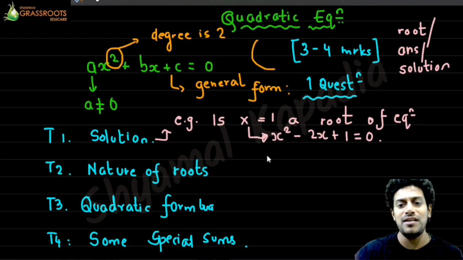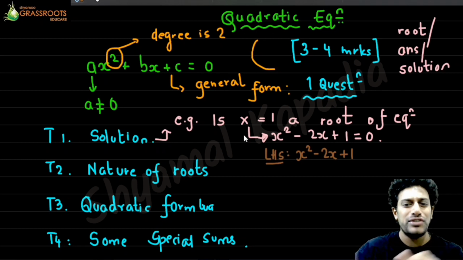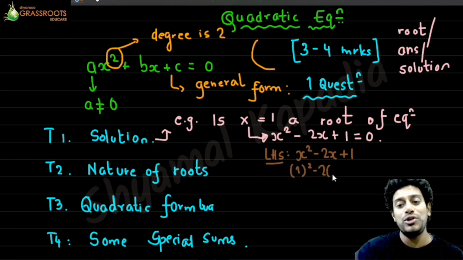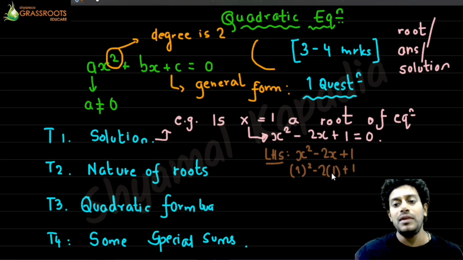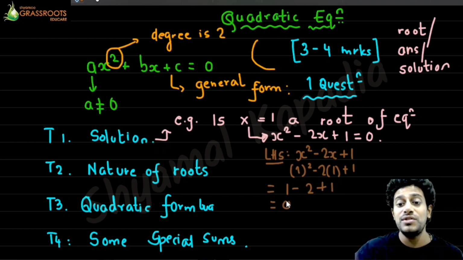How do I start the sum? I'll start with LHS. LHS means left hand side: x square minus 2x plus 1. You just put x equal to 1, bro. So you're going to get 1 square minus 2 into 1 plus 1. Now tell me one thing, isn't the answer 1 minus 2 plus 1, which is equal to 0? Yes, I'm getting the answer as 0.